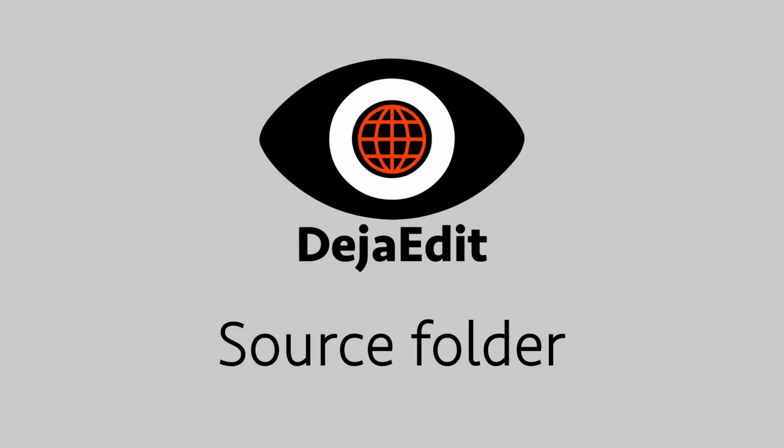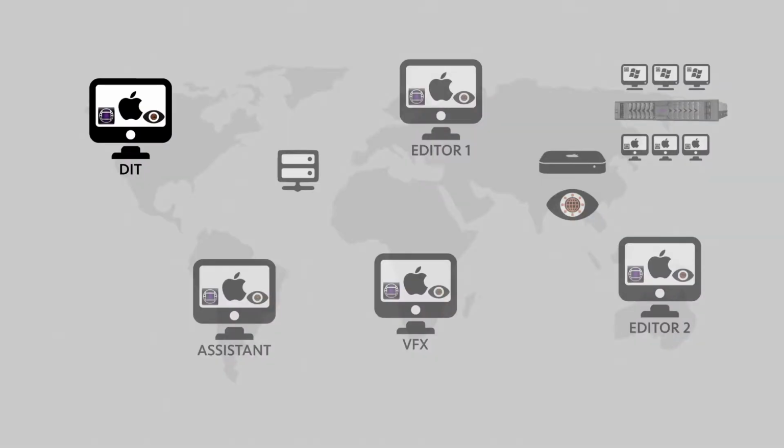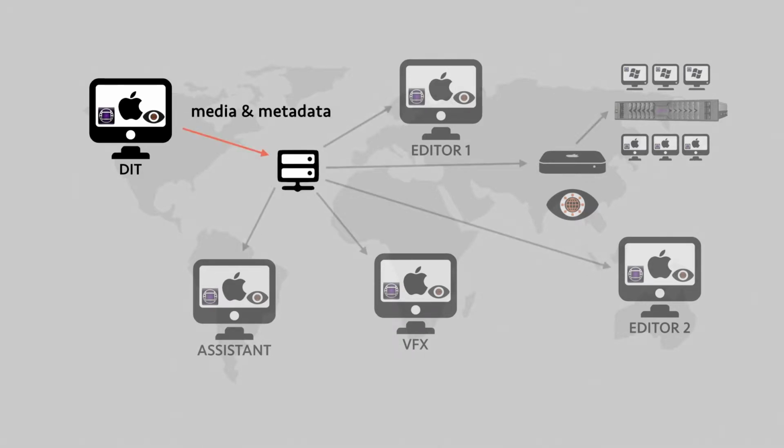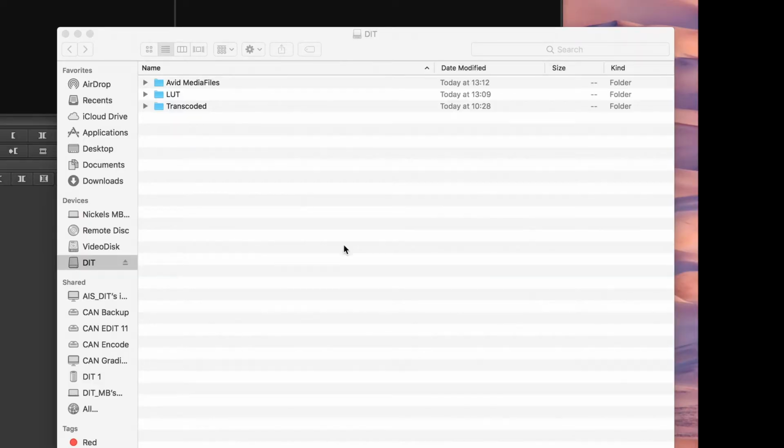In this chapter, we will have a look at the DejaEdit source folder. The DIT uses the source folder to send the footage from set. First, let's take a look at how to import the footage into Avid MediaComposer.